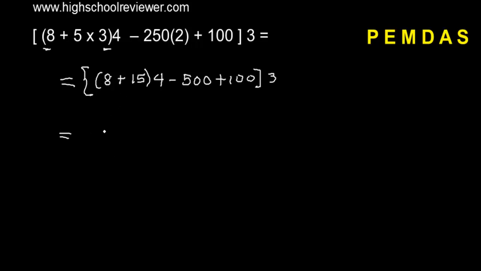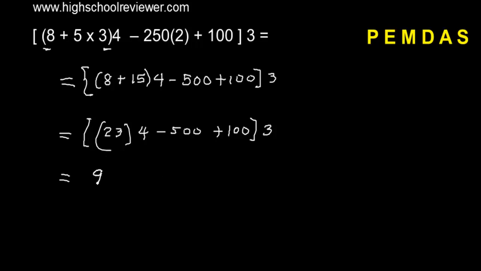So we have here 23 multiplied by 4 minus 500 plus 100, and then we have here the outer parenthesis or bracket multiplied by 3. And 23 multiplied by 4 is positive 92, so we can remove now the parenthesis or the bracket. Put here positive 92 minus 500 plus 100, and then remove the bracket, change that to parenthesis only, multiplied by 3.